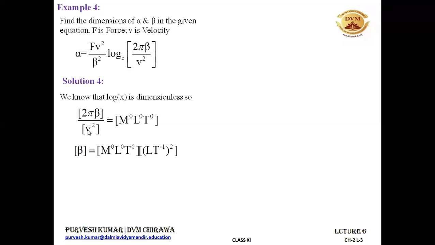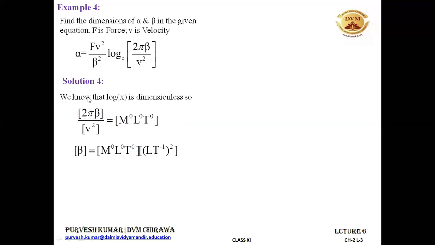So I've written first the dimensions for v, that is L T to the power minus 1, and after squaring it, I have cross multiplied. Now the dimensions for beta become M0 L0 T0 multiplied by the dimensions of velocity square, that is L T to the power minus 1, whole square. And why have I dropped the 2 pi? Because it's a numerical constant, and numerical constants do not have any dimensions, so it can be dropped.